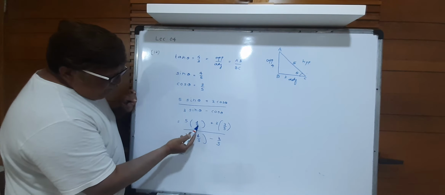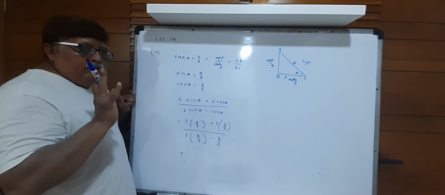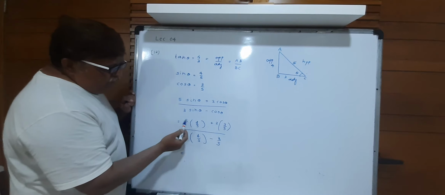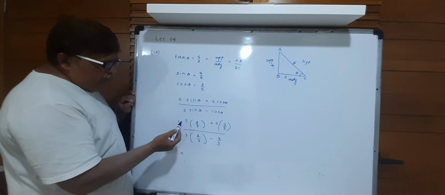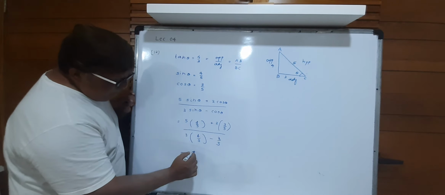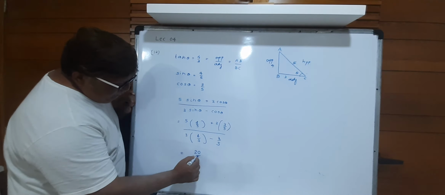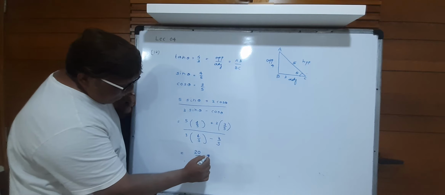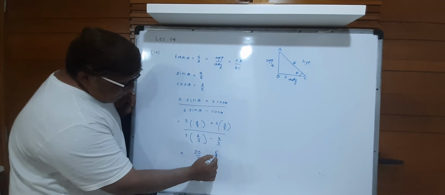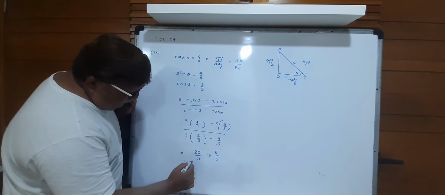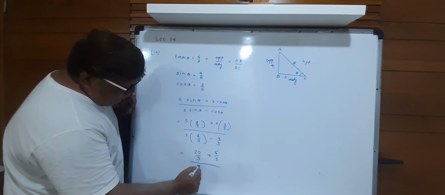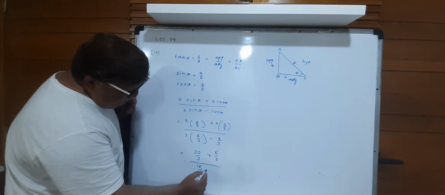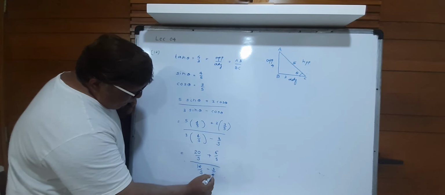Even 5 is cancelable, don't cancel. Just multiply, because we need a common denominator everywhere. So just multiply 5 × 4 = 20 upon 5, plus 2 × 3 = 6 upon 5, upon 3 × 4 = 12 upon 5 minus 3 upon 5.